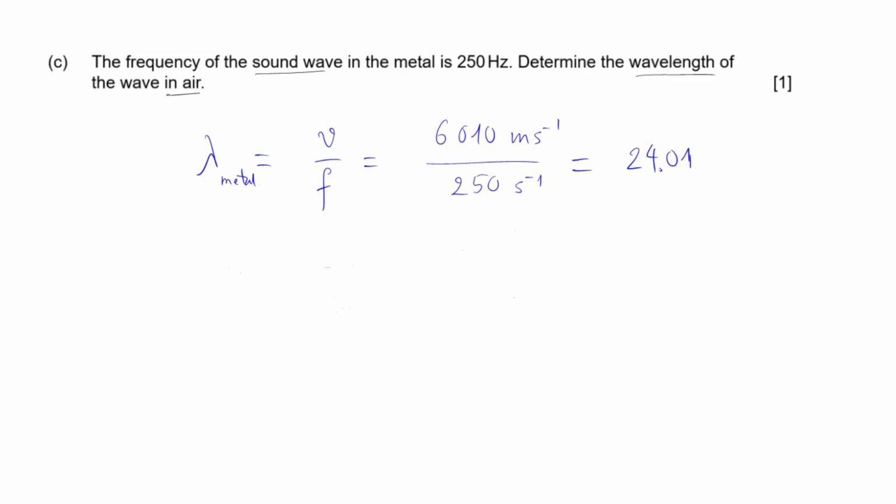Okay, so this ratio gives 24.01. The two numbers behind the dot are extremely small and not significant, so I can round it to two significant figures. 24 meters, that's the wavelength.